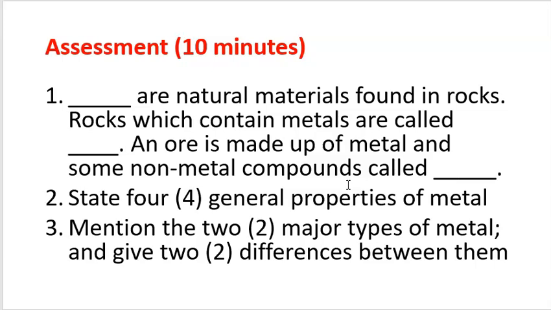State four general properties of metal. Number three, mention the two major types of metal and give two differences between them. You can pause the video, answer them, and go back to check whether you get them correctly.